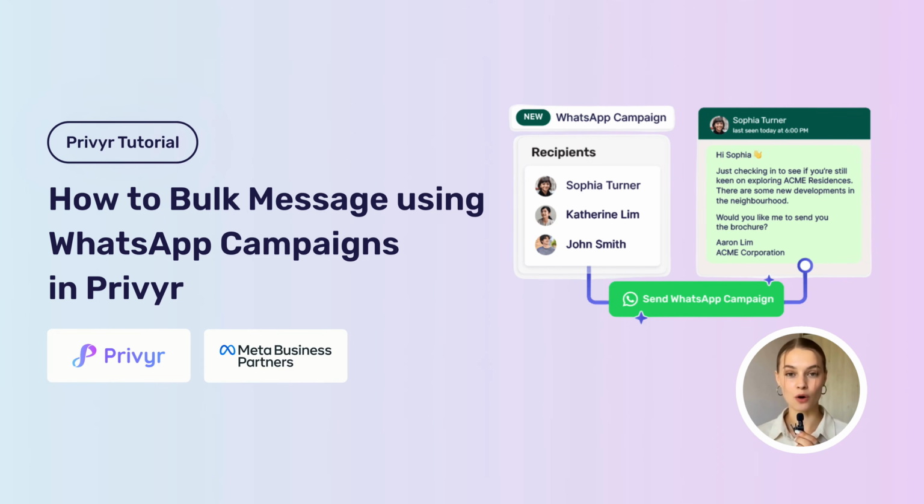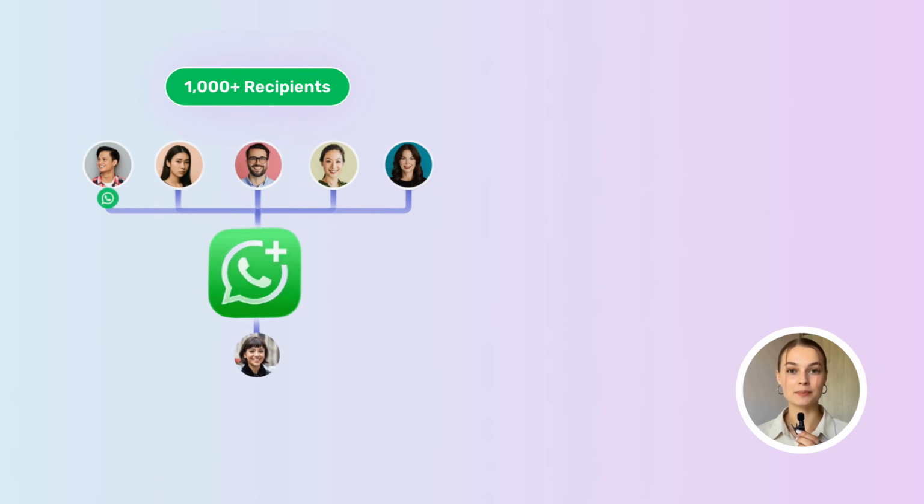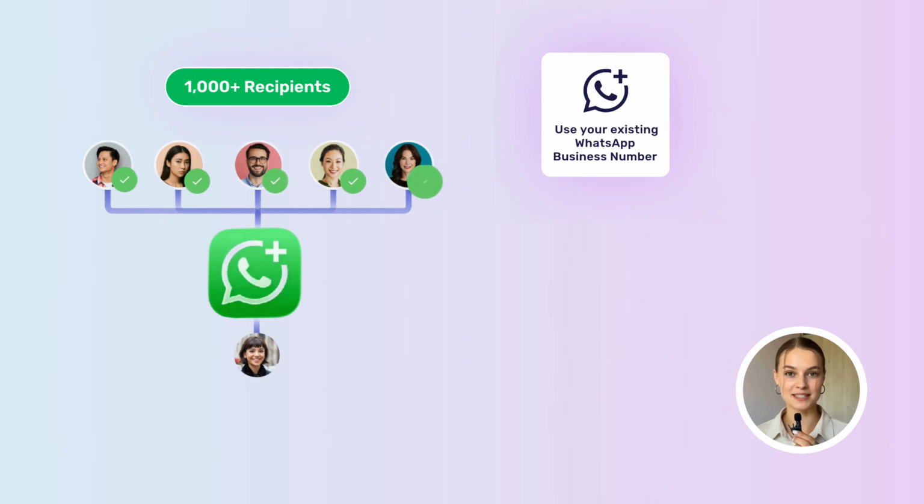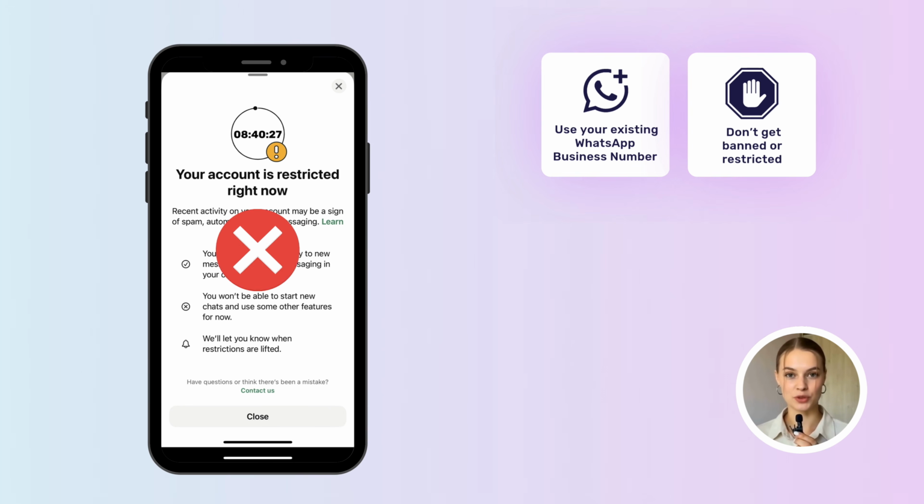Want to automatically bulk message your leads on WhatsApp without getting banned? There's now a safe and official way to do it, built right into Privyr. WhatsApp Campaigns lets you instantly message hundreds or thousands of leads in one click from your own WhatsApp business number without worrying about getting restricted.